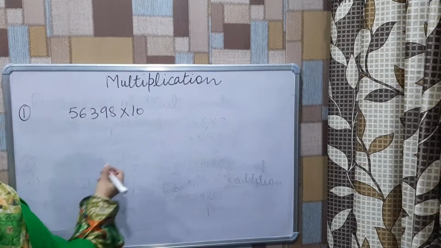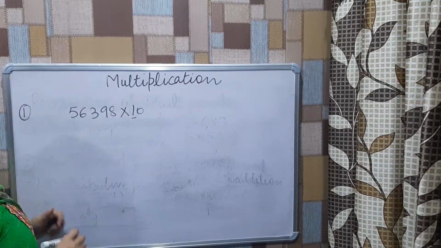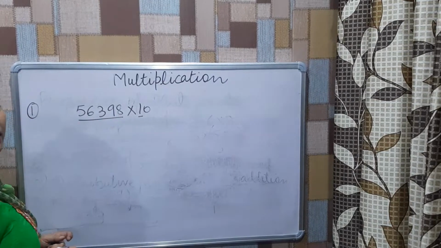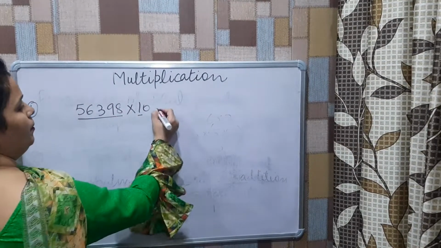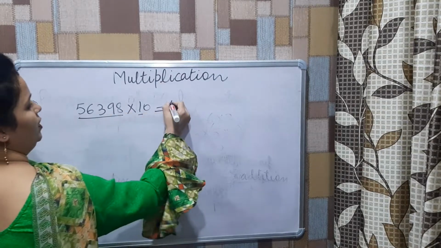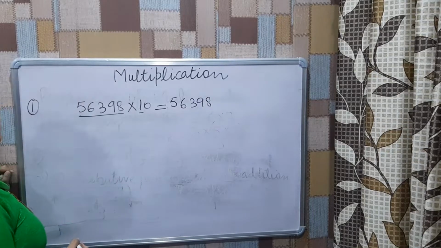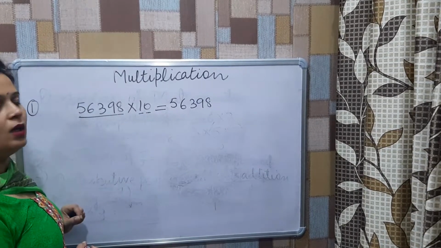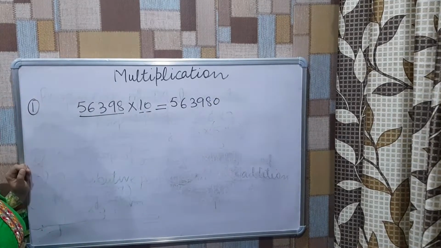What you will do is simply leave the zeros and just see what is written in the multiplier. The left number is 1 only. Children, according to the property of multiplication, if you multiply any number by 1, your answer will be the number itself, that is 56,398. Now children, what you are going to do is simply count the number of zeros given on the right side of the multiplier and just add that number of zeros in your answer.